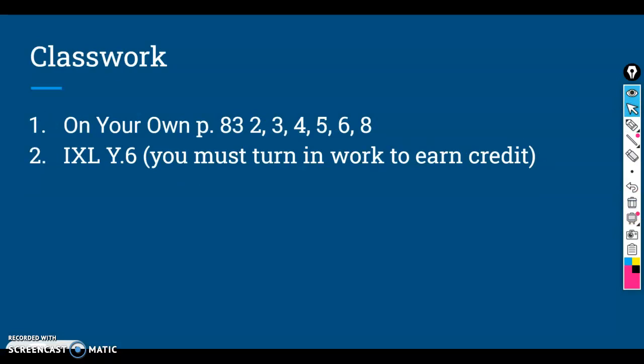Your classwork for today is on your own, page 83, questions 2, 3, 4, 5, 6, and 8. You need to turn this in for a grade. You also need to complete IXL Y6. You must earn 90% and turn in your work to earn full credit.